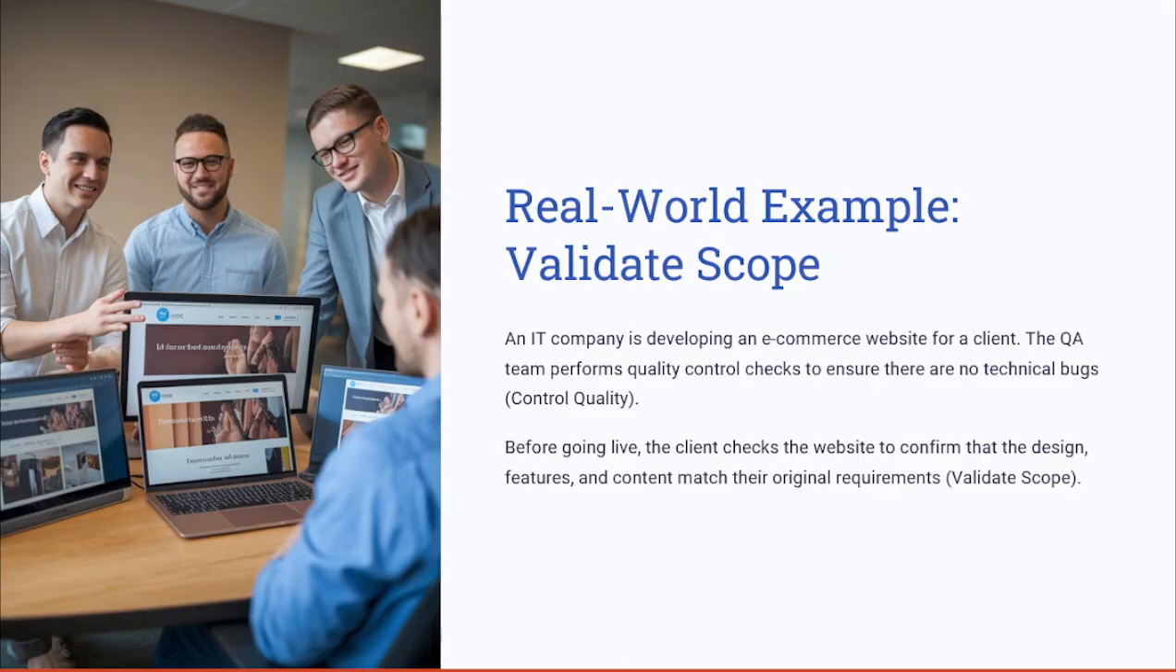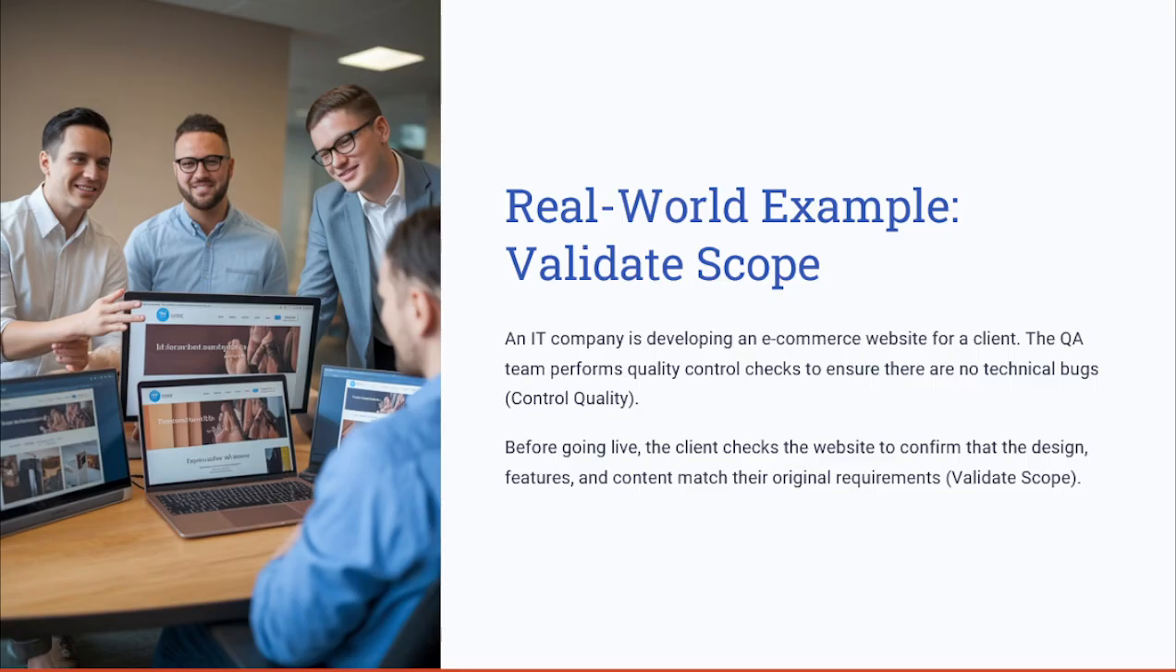Let's look at an example of an IT company which is developing an e-commerce solution for a client. The quality assurance team performs the quality control checks to ensure that there are no technical bugs, which is considered part of controlling the quality process, where the QA team starts doing audits and tests on the website or the platform to ensure that it's performing with no bugs and no glitches. So this is part of the quality control process.